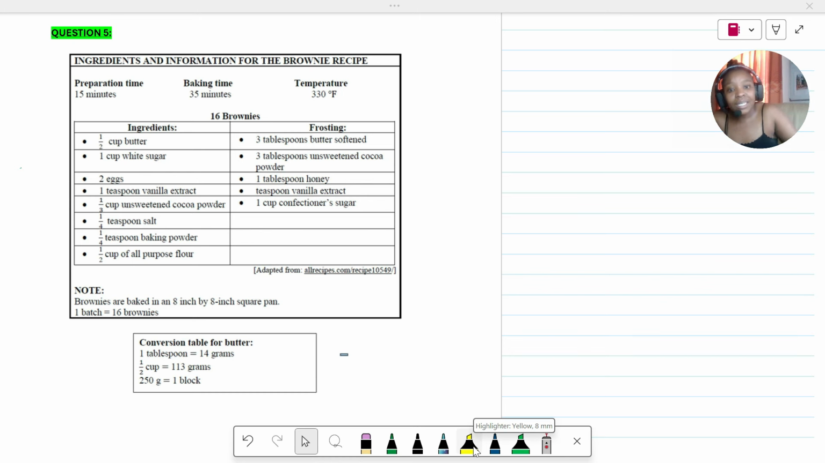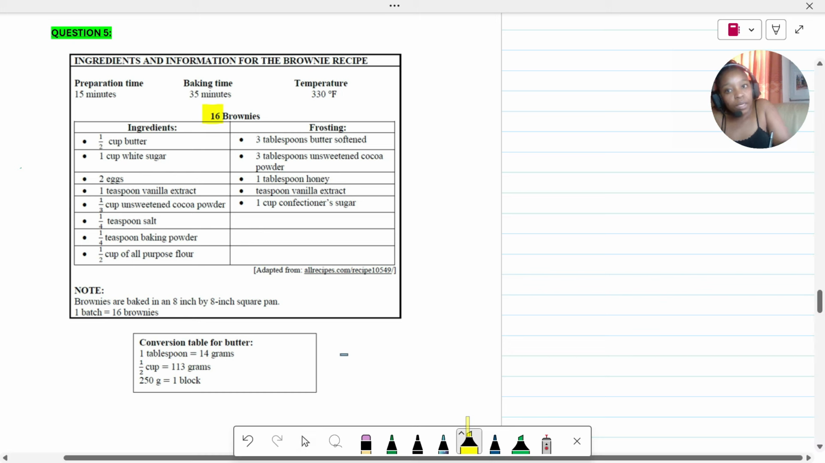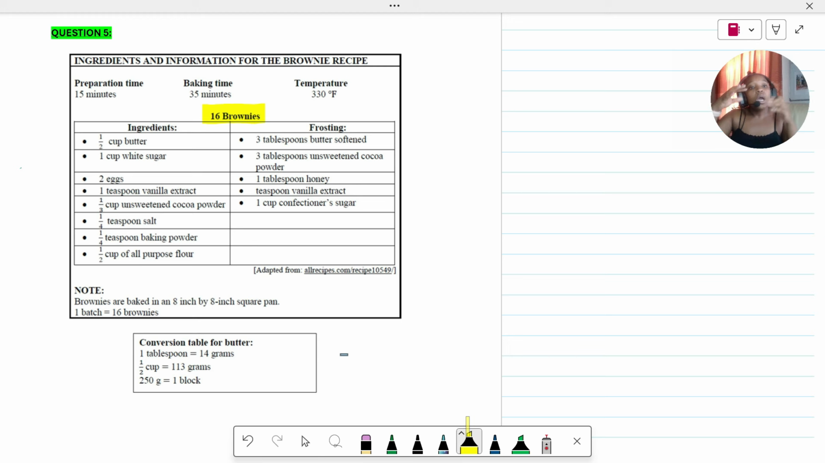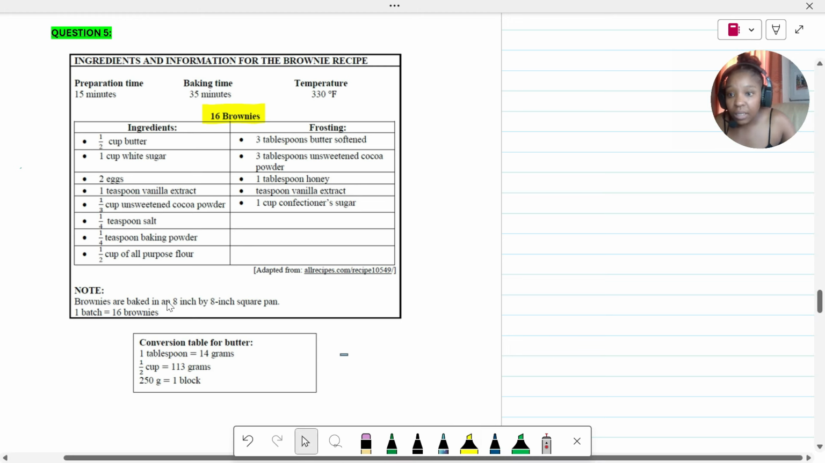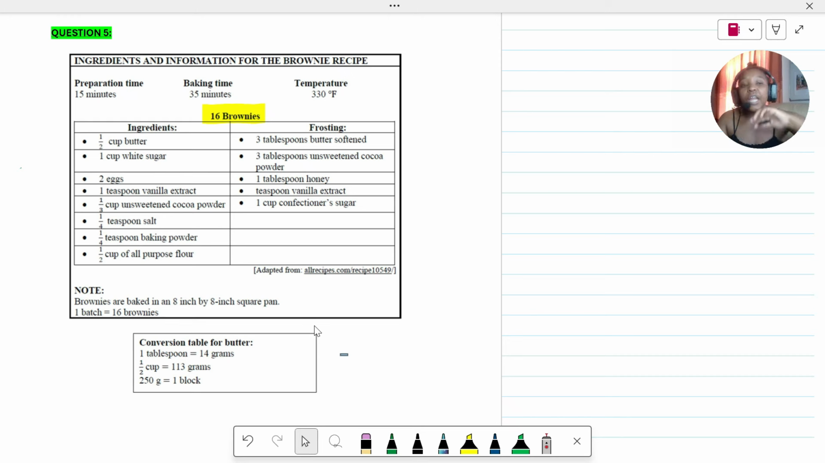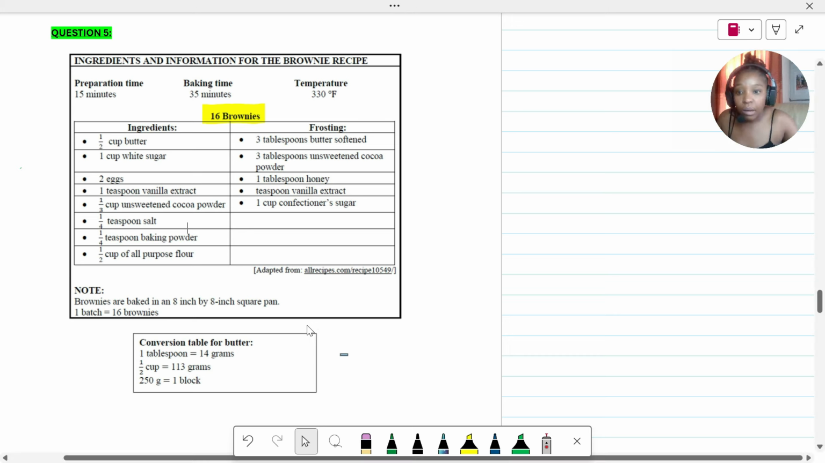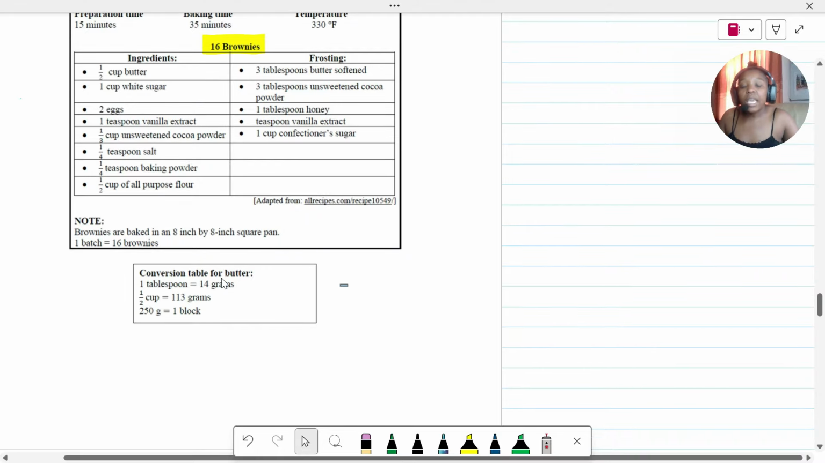Another thing that's very important here: we are given that this recipe will make 16 brownies. So everything in this recipe is enough to make 16 brownies. Then we are told, note, brownies are baked in an 8-inch by 8-inch square pan. They're giving us the pan that they use to bake these brownies. And we are told that 1 batch is equal to 16 brownies. So 1 pan can take the 1 batch that you're going to be putting into your oven, which is 16 brownies. We're also given the conversion table for butter.